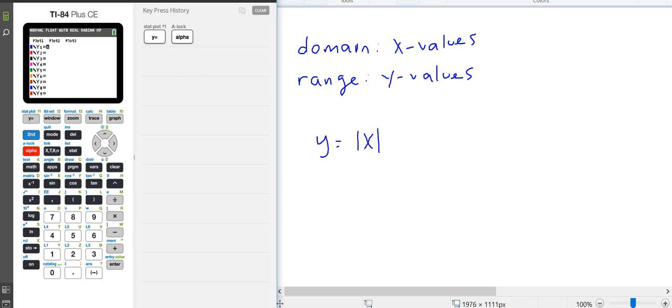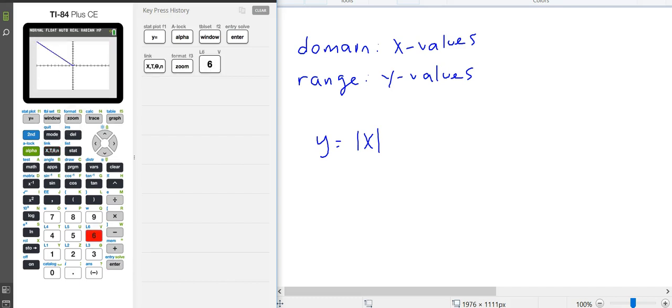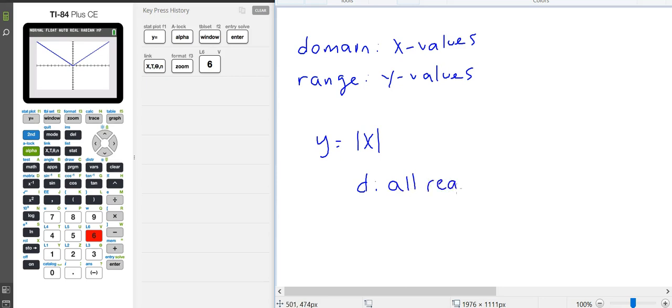So we're going to do alpha f2 and enter, then x, and zoom 6 for zoom standard. Let's first look at the domain. We see that this graph goes on forever and ever. It keeps on going out past the screen. It keeps on going on and on to the negative x's. It keeps on going on and on in the positive x's. So the domain is all real numbers. We're going to have negative numbers, 0, positive numbers. Keeps on going on forever.